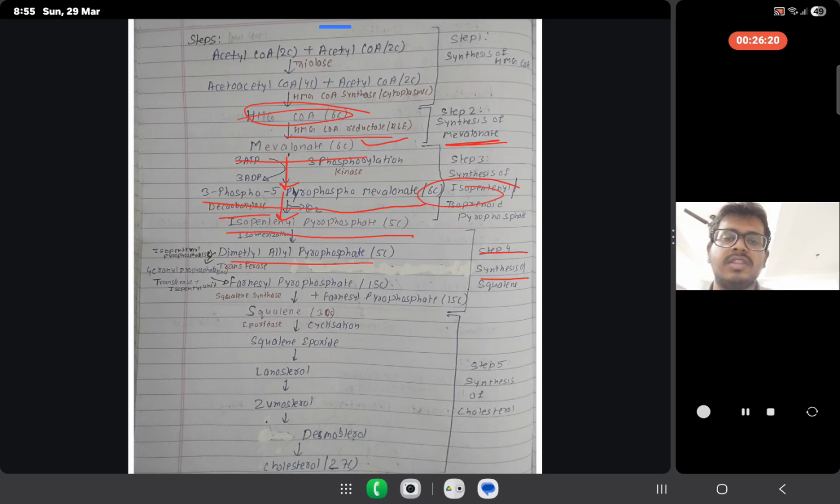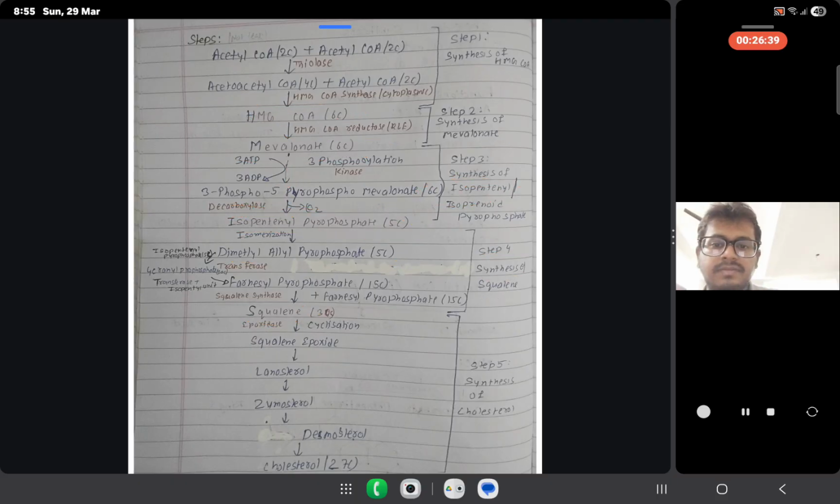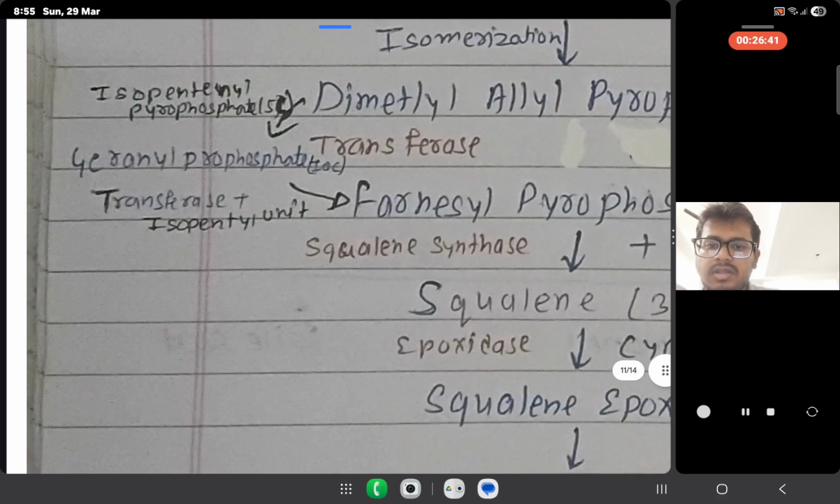The fourth step is synthesis of squalene. Synthesis of squalene is done in these steps. First of all, isopentenyl pyrophosphate is a 5 carbon compound. In the presence of dimethylallyl pyrophosphate, it is converted to a 10 carbon compound. You can see here, it is converted to a 10 carbon compound.